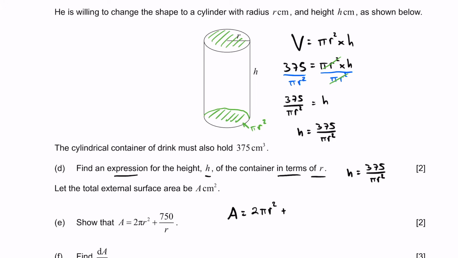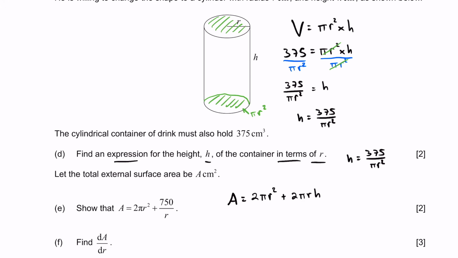plus the curved surface, which we found was 2 pi r h, and that was given to us in the formula booklet. Okay, so it looks a little similar to this. 2 pi r squared stays the same, but this 750 over r does not look like 2 pi r h. One thing that we see is this is all in terms of r, where this has an h in it. So how can we get this to look like this, or essentially just looking at this term, how can we get rid of this h?